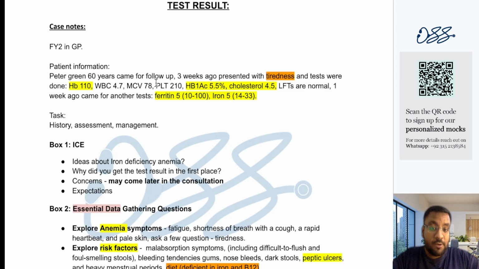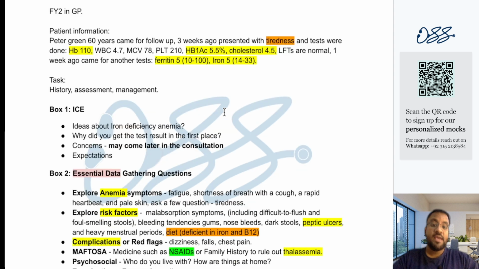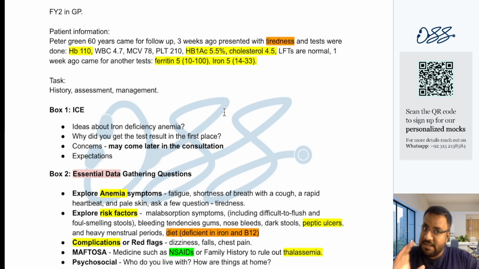What are you going to do about me now? And then you move on to your box number 4. So you have to explain each and everything. Hemoglobin is low. All the other investigations are normal. We did another test called the iron profile, which shows that ferritin is low. Your iron is also low. And this shows that there is an iron deficiency leading to the anemia that you are having, leading to the low hemoglobin that you are having, and that is the reason for your tiredness.